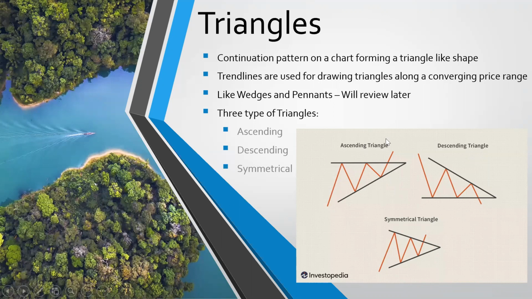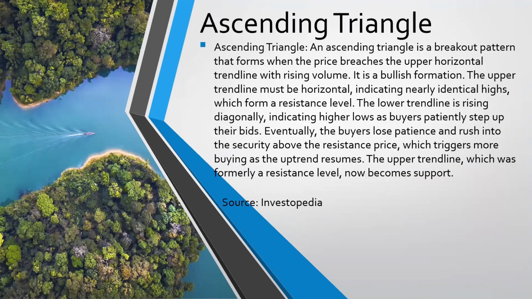So the three types of triangles are ascending, again a bullish pattern. We'll see in a minute on a chart how this is formed and how to identify an ascending triangle. Similarly, a descending triangle is a bearish pattern. A symmetrical triangle can go either way. All right, so let's look at the ascending triangle.